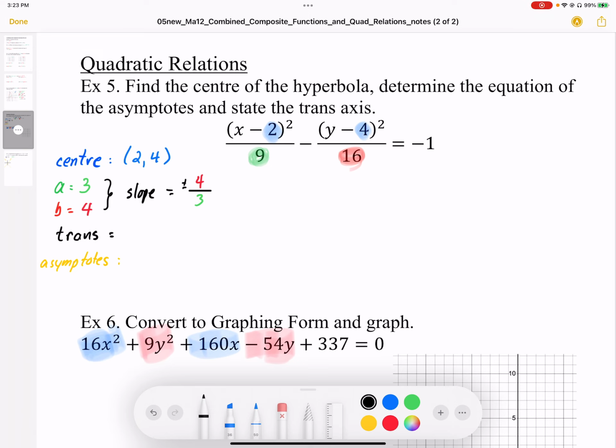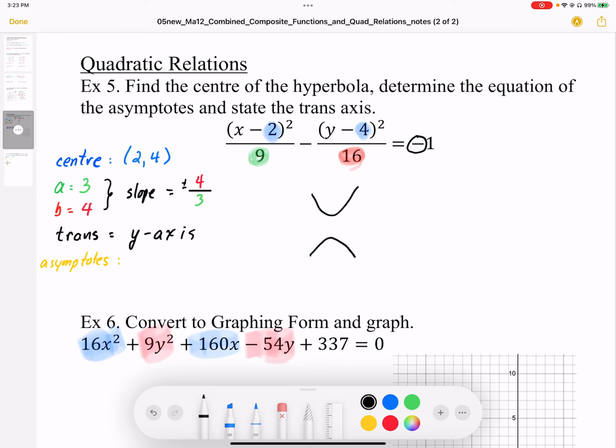I'm going to work out the transaxis before I write the equation of the asymptotes. Because it's x squared minus y squared equals -1, this means that this is a trans y-axis. Okay, so the graph is going to have hyperbolas that kind of point in this direction.